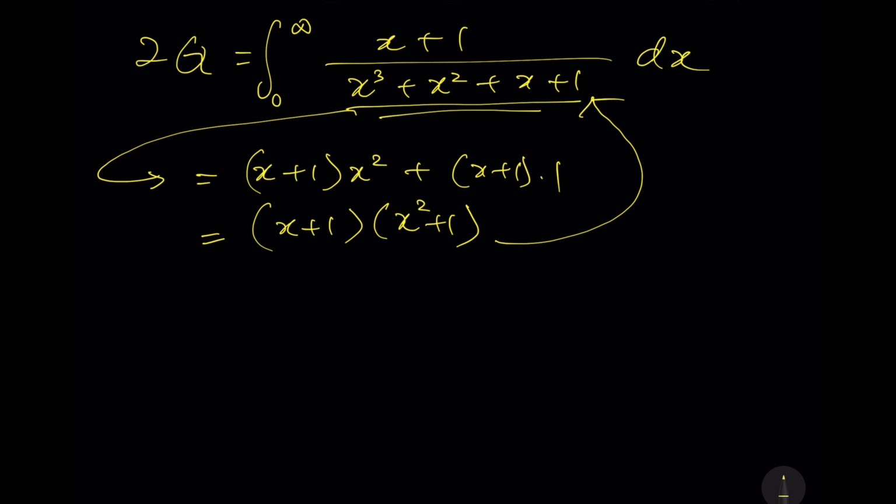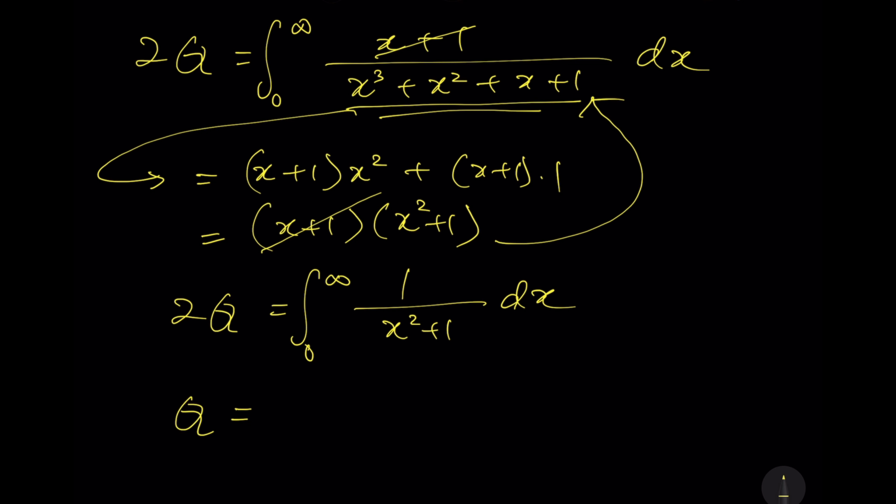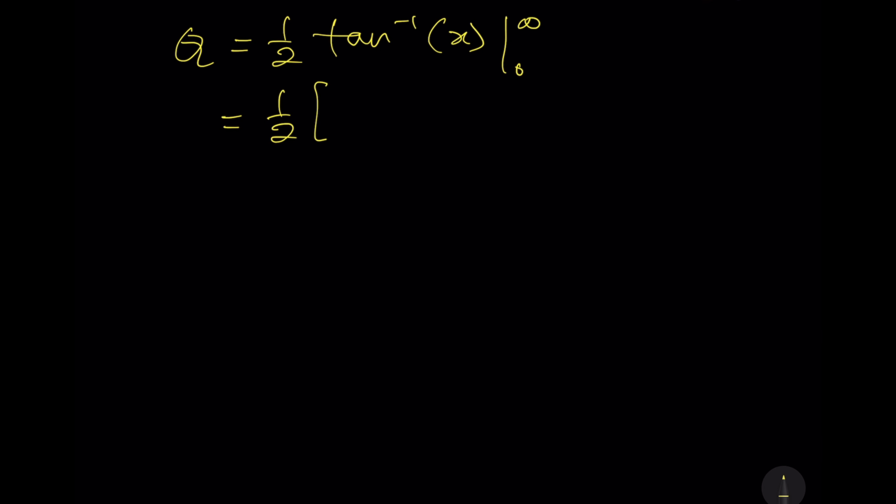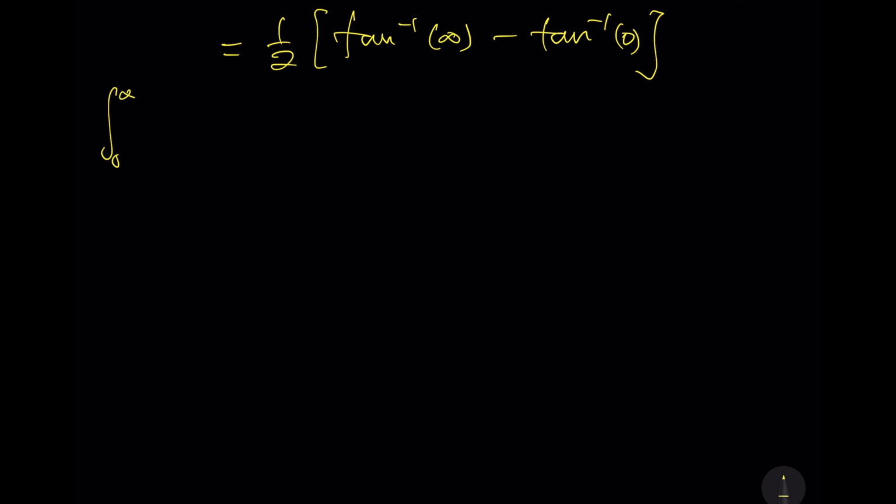Put this back into the equation, we notice that x plus 1 in the numerator and denominator can be cancelled, which means we obtain 2q equals the integral from 0 to infinity of 1 divided by (x squared plus 1) dx, or q equals 1 over 2 multiplied by inverse tangent x. Putting in x equals infinity and x equals 0, we know that inverse tangent infinity is pi over 2 and inverse tangent 0 is 0. That brings us to the conclusion of this video. The final answer of this question is pi over 4.